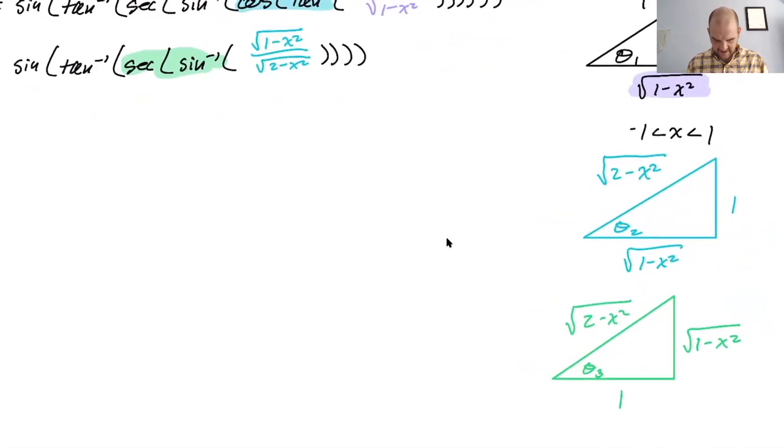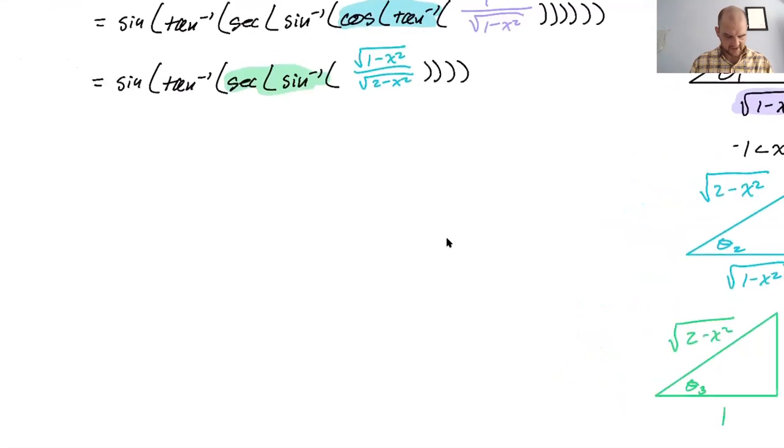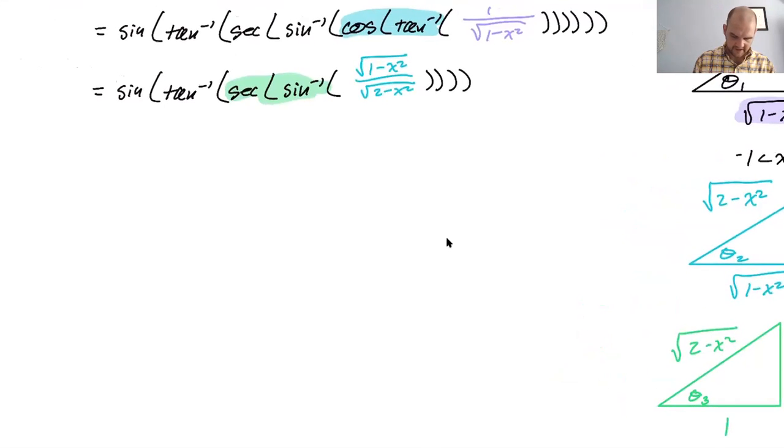And now I'm trying to find secant. So secant is 1 over cosine. Cosine is 1 over radical 2 minus x squared. So secant is just radical 2 minus x squared. So that's actually pretty nice.